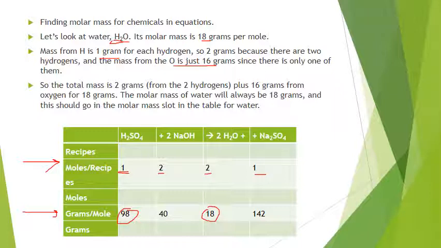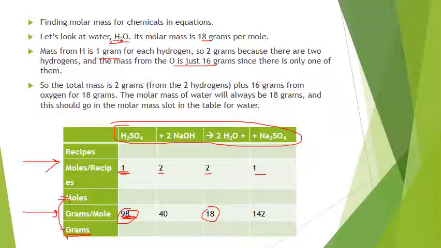Okay, now these numbers down here don't have anything to do with the chemical equation. What they have to do with is the relationship between the moles and the grams of the substance. And because the chemical equation is always in moles, and everything we measure is in grams, we are going to have to be able to relate moles to recipes, but we'll also have to relate grams to moles.